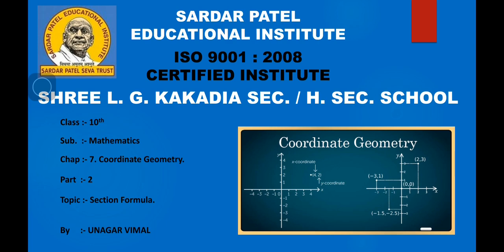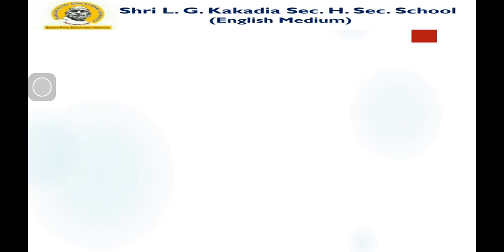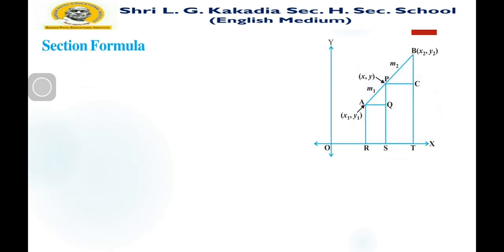Now in this part we are going to discuss the section formula. Let us first consider one figure. As you can see here, we want to find the section formula. What is a section formula? Here are given 2 points: A, its coordinates are x1, y1, and B, its coordinates are x2, y2. Now if we take any point on this line segment as P, its coordinates are x, y.